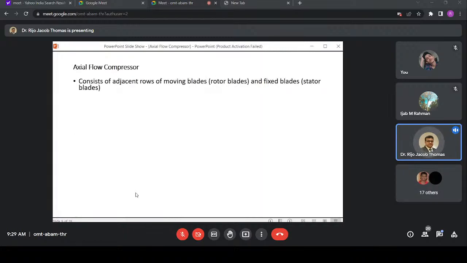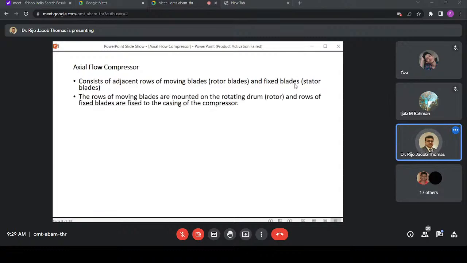Now it consists of adjacent rows of moving blades, called rotor blades, and fixed blades on the casing, called the stator blades. Rows of moving blades are mounted on a rotating drum, called the rotor, and rows of fixed blades are fixed on the casing of the compressor. The pair, one moving blade and one fixed blade, is called a stage.